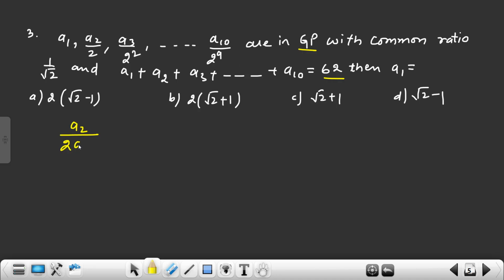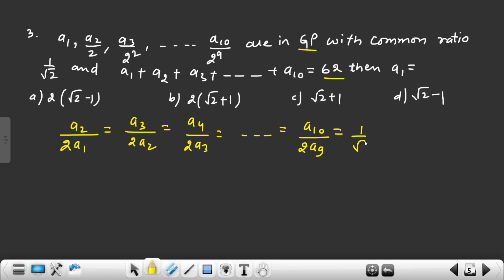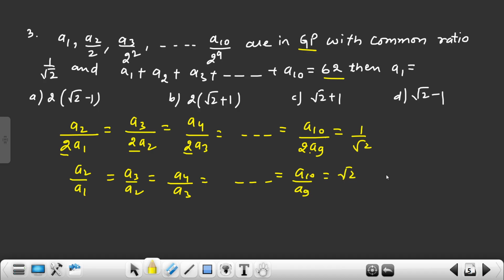Now, as we know, if this is in GP, there is a common ratio. So A2 by 2 A1 is equal to A3 by 2 A2 is equal to A4 by 2 A3 and so on. Finally, A10 by 2 A9, and the value is the common ratio, that is 1 by root 2. Now 2 is there, so 2 will go to that side. So A2 by A1, A3 by A2, A4 by A3, all such values up to A10 by A9, that is 2 by root 2, that is root 2. That is my common ratio for A1 to A10.